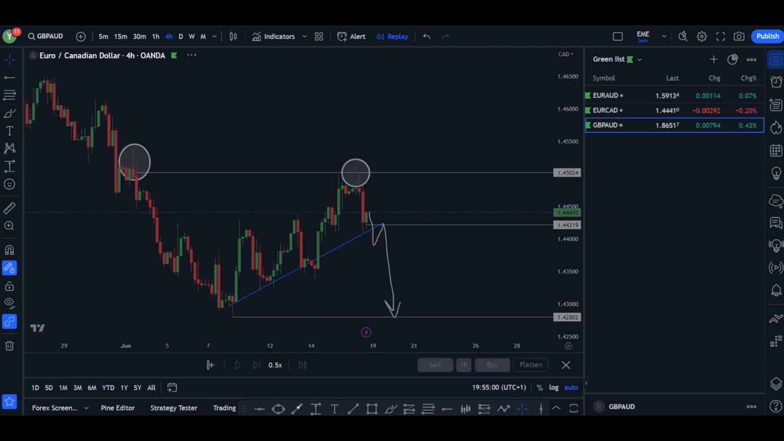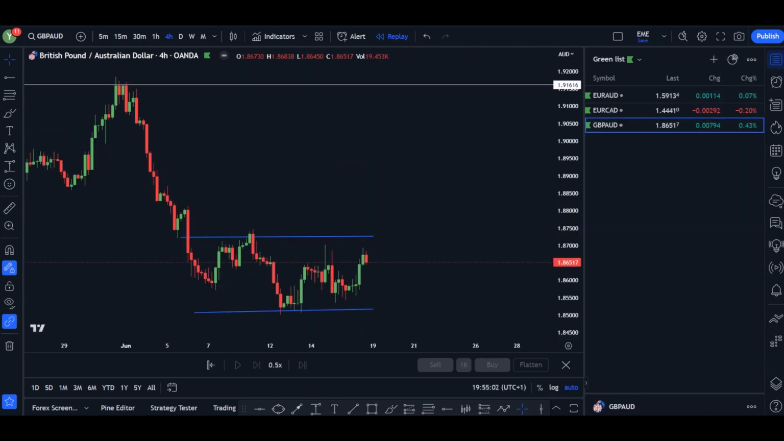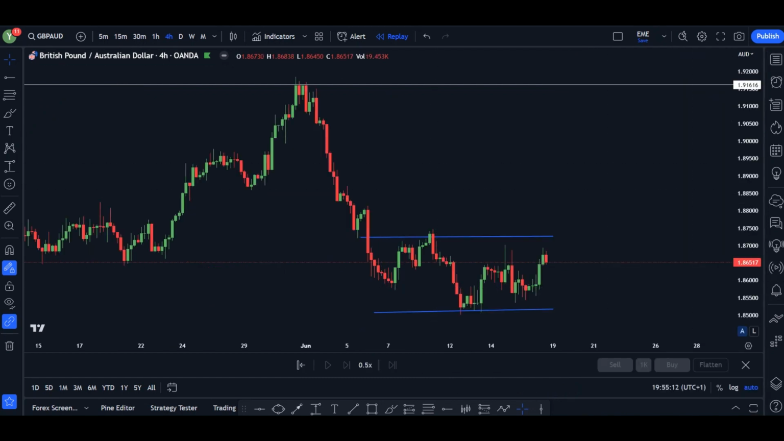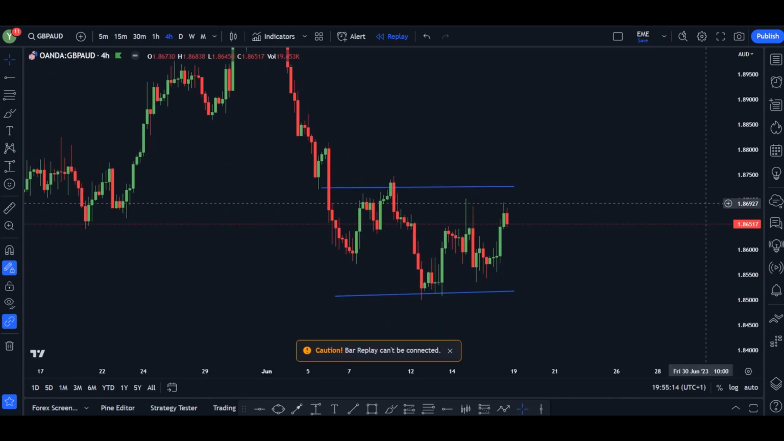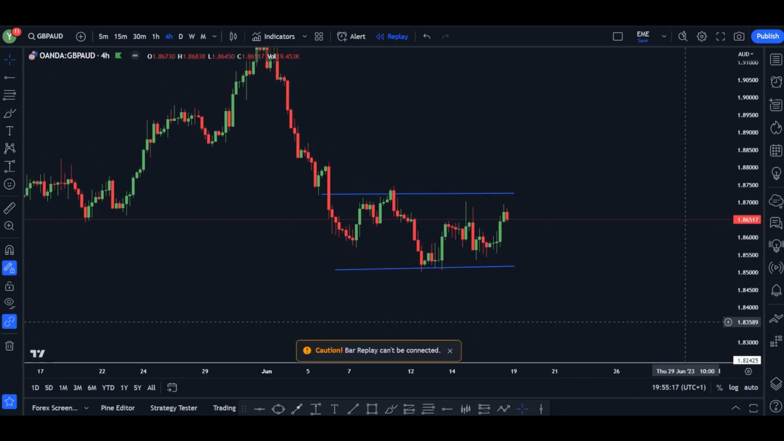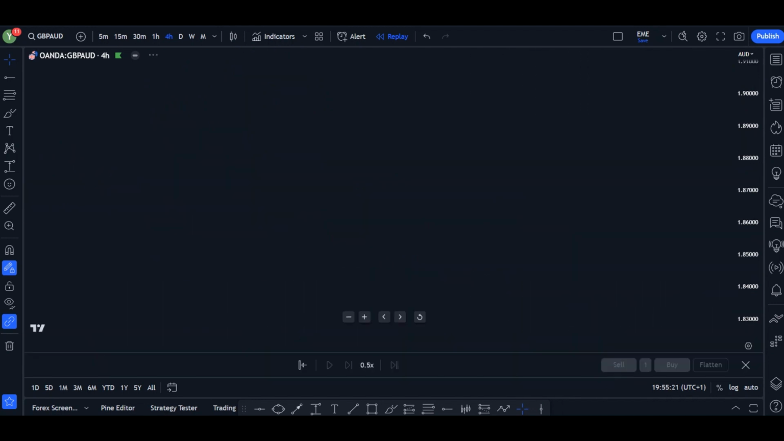Then lastly, I want to look at GBP AUD. So essentially, overall, we are looking at AUD as something common in between all of these pairs we are looking at. So there's a potential that AUD pairs might gain strength as we move into the trading week, which we are getting ourselves ready for.